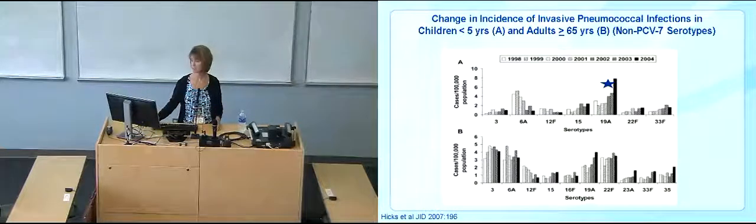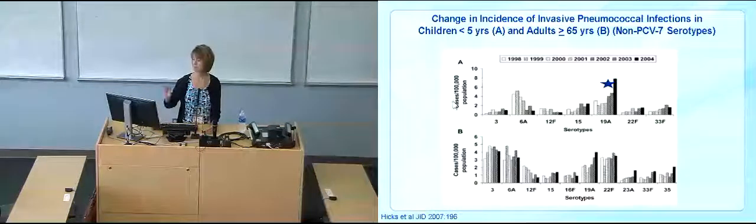And you can see, in some cases, they actually went down, but some of these are going up. 19A in particular is going up, and you see the highest rates are attributed to 19A. Some of these others go up a little bit, and you can also see that they go up pretty quickly. So this vaccine is licensed in 2000, and pretty quickly you see these non-vaccine serotypes increasing.